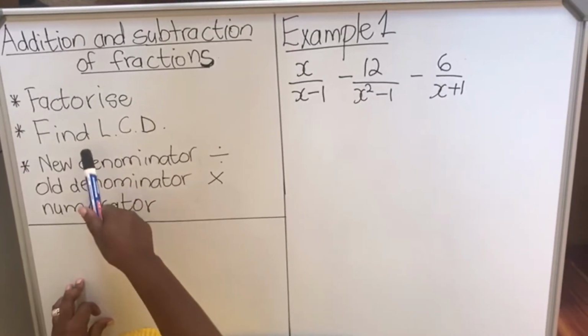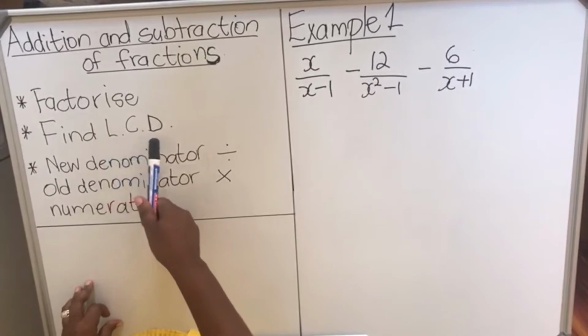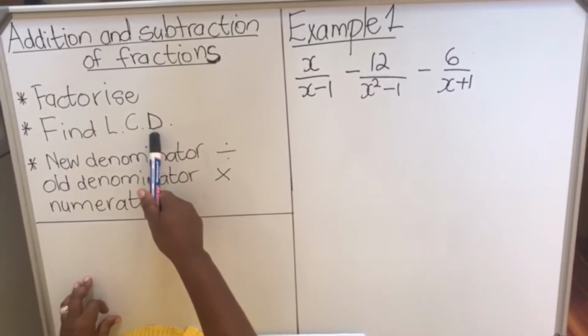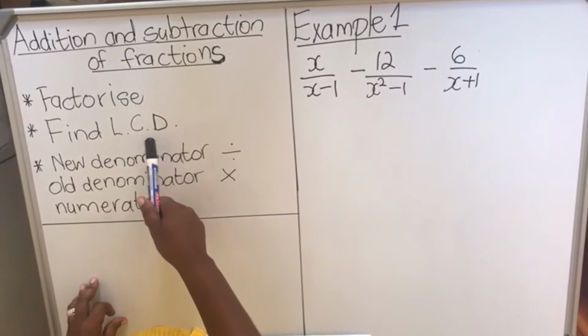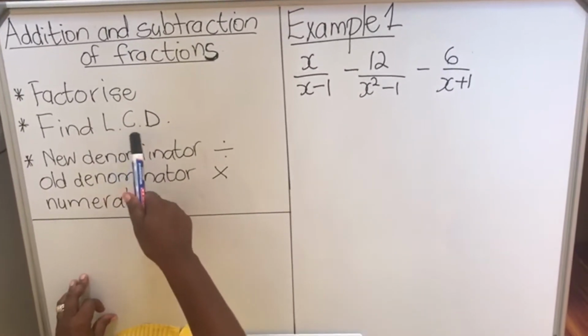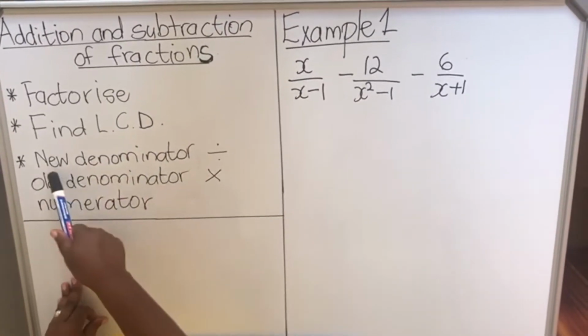The second thing, you must find the lowest common denominator, but it's actually the lowest common multiple that we are taught in lower grades. It's just that we are concentrating on the denominator. We are not looking at the lowest common multiple of the numerator. So that's why it's called the lowest common denominator. And then I'm going to show you how you do this.